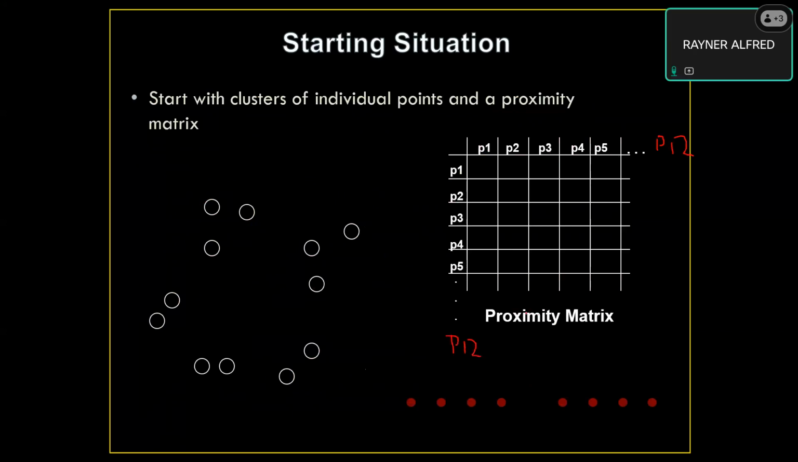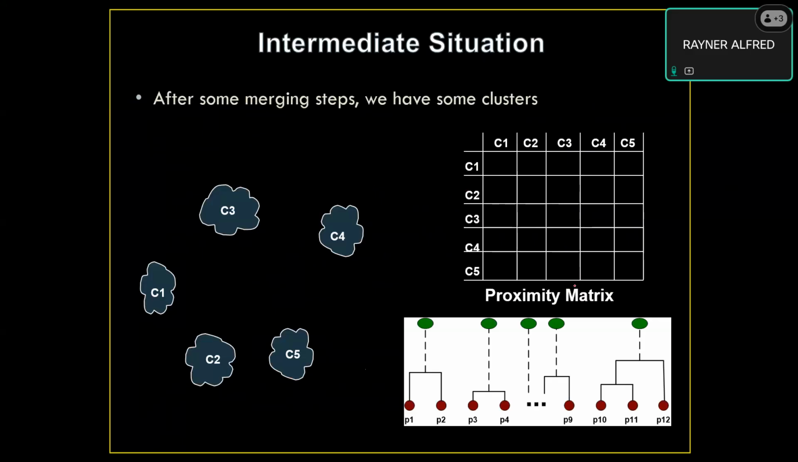Okay. So this proximity matrix or distance matrix is the measure. We don't count this one because they are not valid. So we want to find the distance between P1 and P2, P1 and P3, up to P1 to P12. Once we get this, we find the lowest distance, then we merge them. We keep merging until we find something like this.